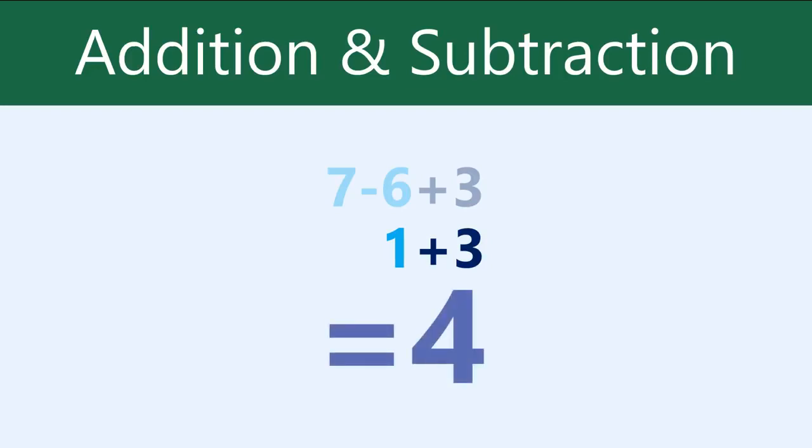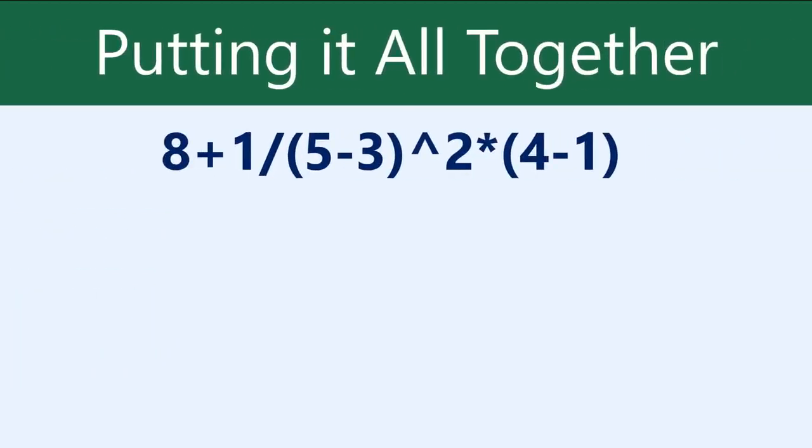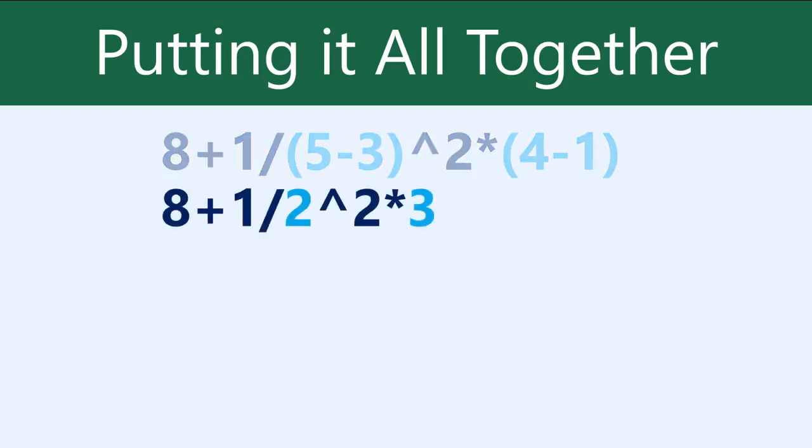Okay, now let's put them all together. This formula may look really complicated, but we're just going to go step by step through the order of operations, and you'll see that it's really not that bad. We'll start with the parentheses. We'll calculate each of these to get 2 and 3. And as you can see, the formula's already starting to look a bit simpler.